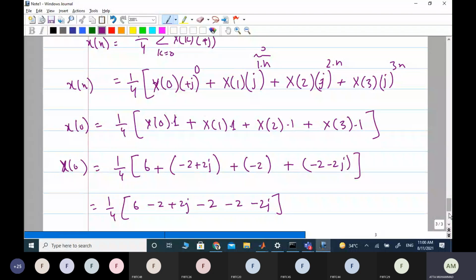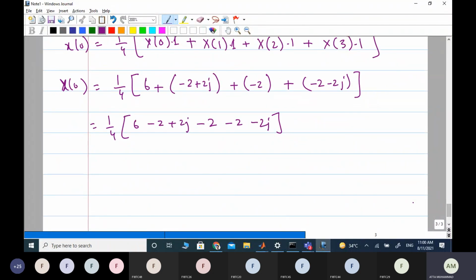Okay, so we have plus 2j, that must be cancelled with minus 2j, right? And we have 6, and we have minus 2, minus 2, minus 2, then minus 6. We got 1 by 4 times 0, and that is equal to 0. And if you really remember, our signal was 0, 1, 2, 3, so our first index is correct.